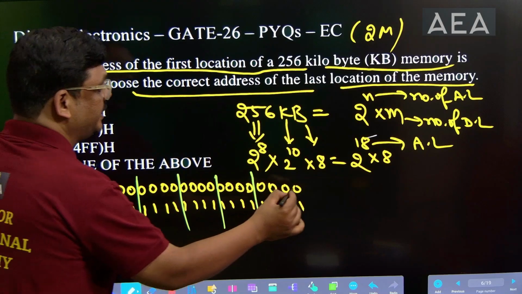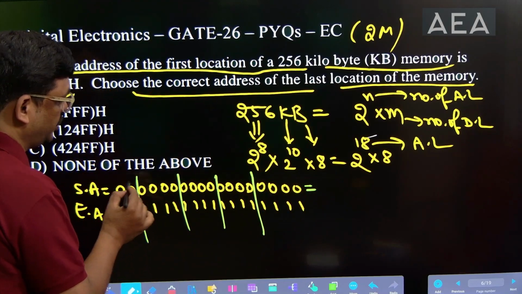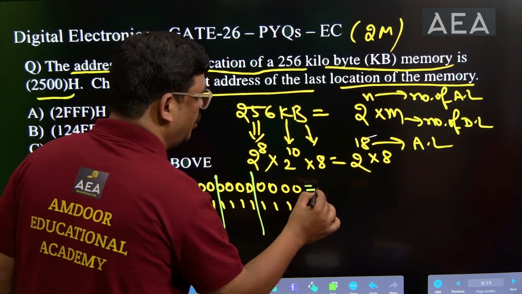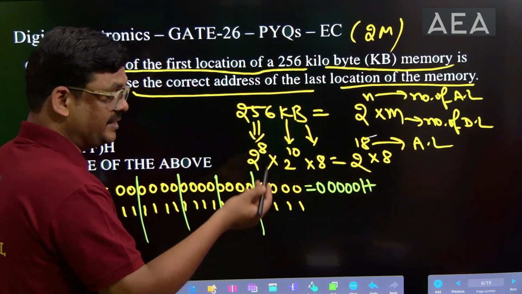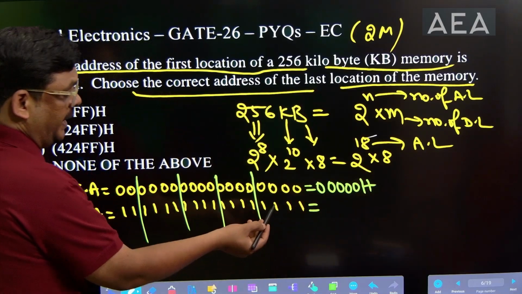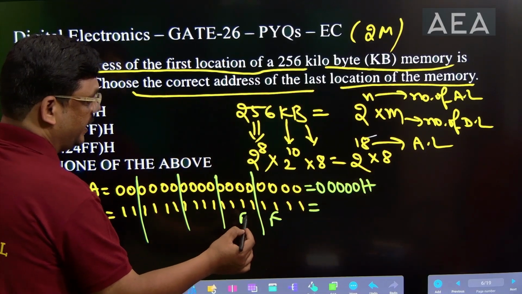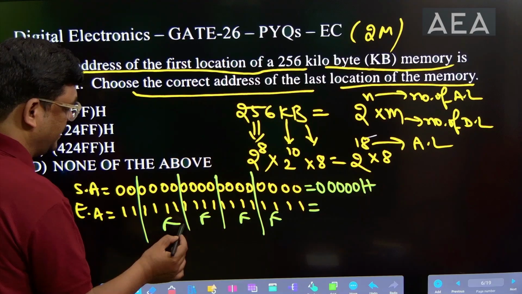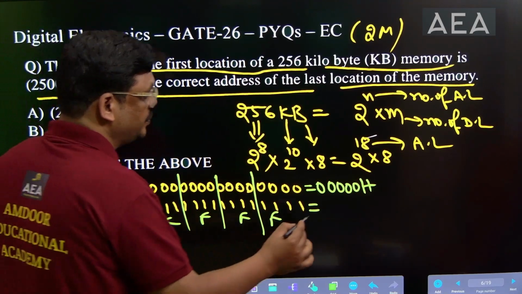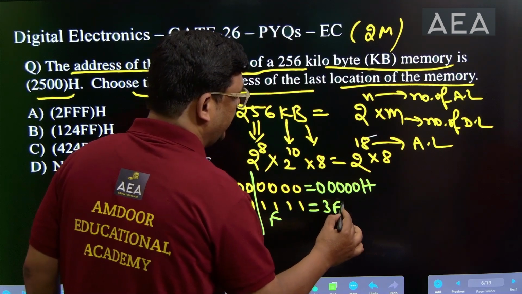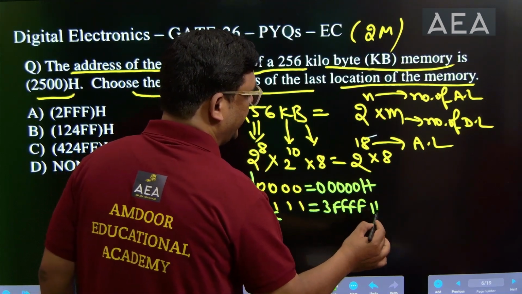Then write the starting address. The starting address should be 0. Here only 2 zeros are there, so we can write 0. So 0, 0, 0, 0, 0, H. In terms of hexadecimal, you must write H. And this one acts as F, this is F and this is F. And what about this one? Only 2 ones are there, so this value should be 3. So now the ending address is 3FFFH.